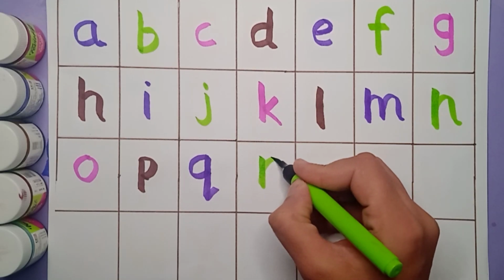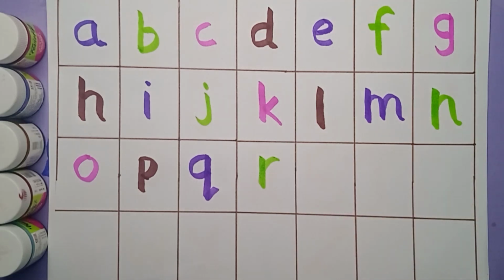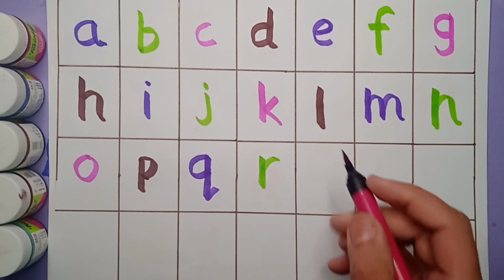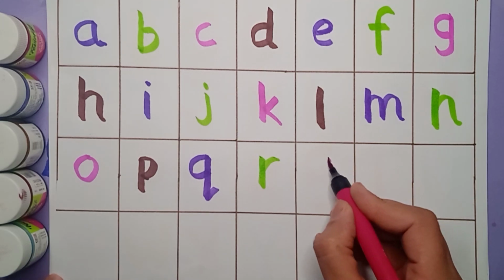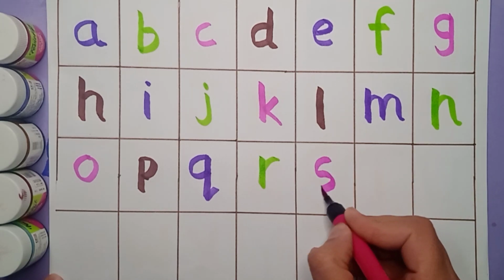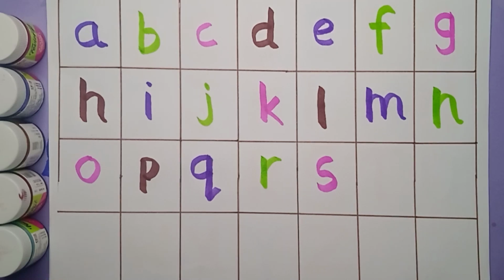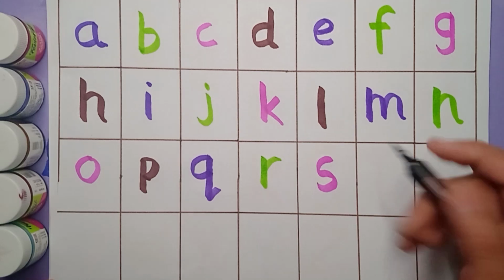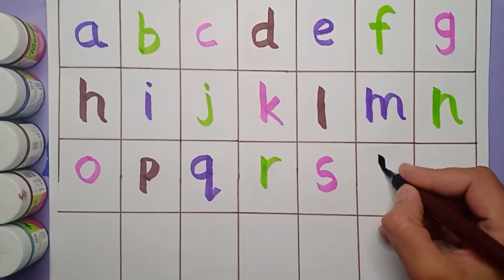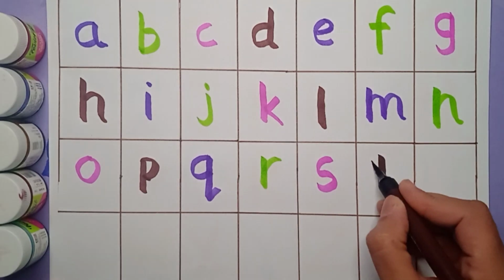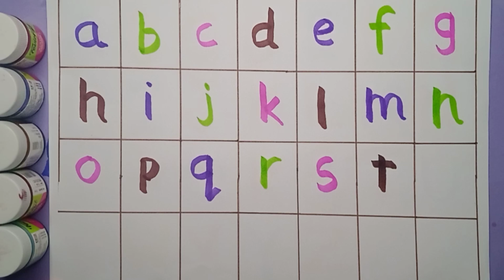It's green color. R, standing line and small slanting line. It's R for rabbit. It's purple color. S, first make a C and reverse C. It's S for sunflower. Next letter is T. How do we write T? First make a standing line and a small sleeping line like this. It's T for temple.